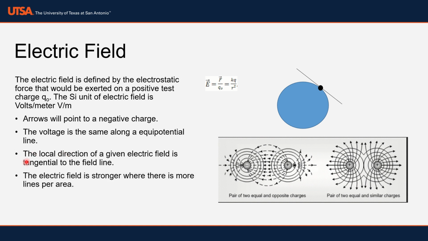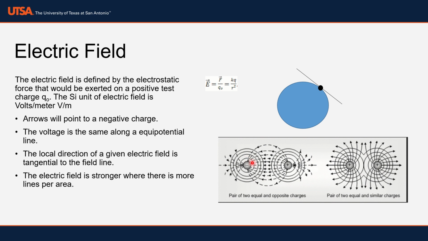Which brings me to one of my final points: the electric field is going to be stronger where there are more lines per area. You can look right here. There are not that many lines, so the electric field out here is kind of weak compared to the electric field right here. All these lines want to converge in one area, so the electric field will be stronger here versus out in the middle of nowhere. That's worth pointing out: the electric field will be stronger when you have more lines per area.